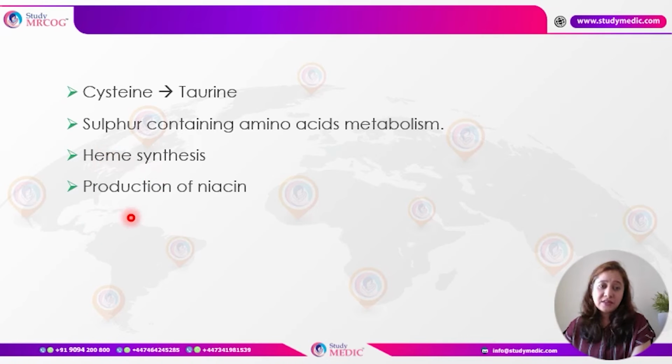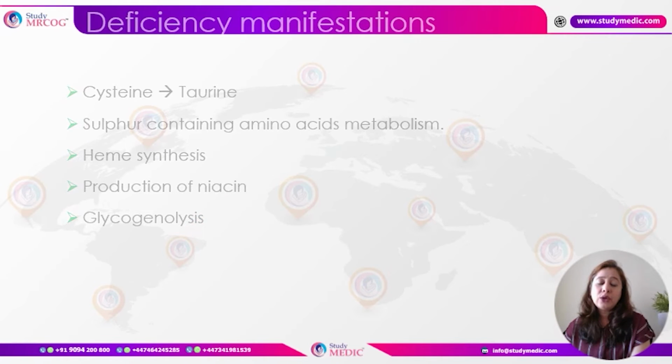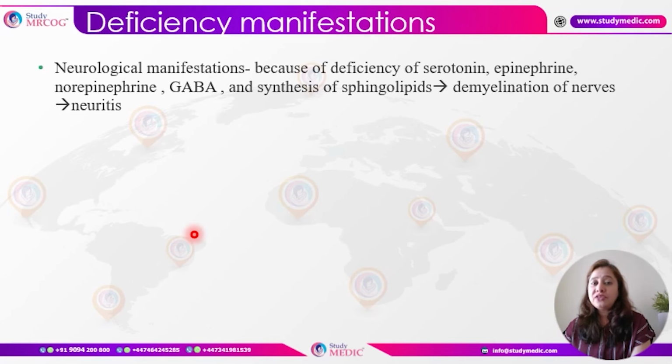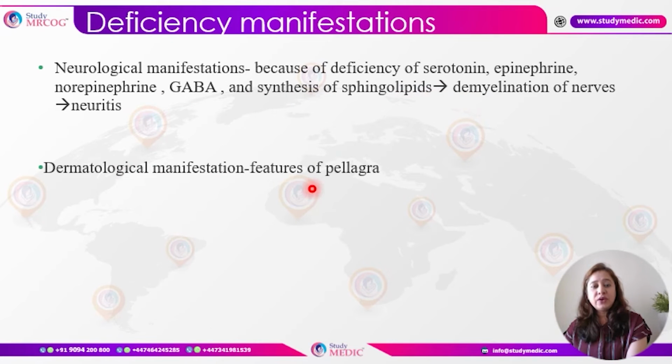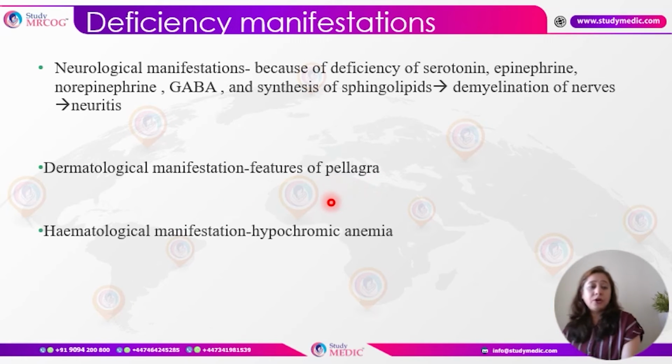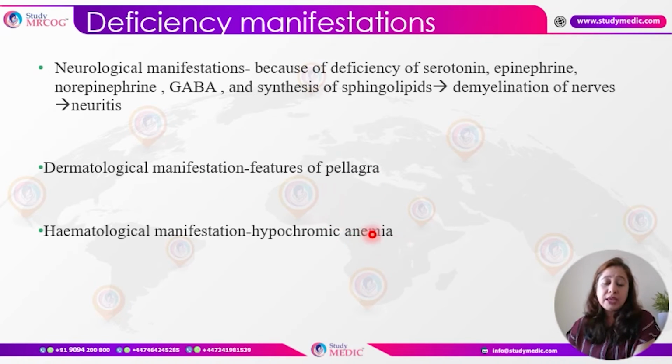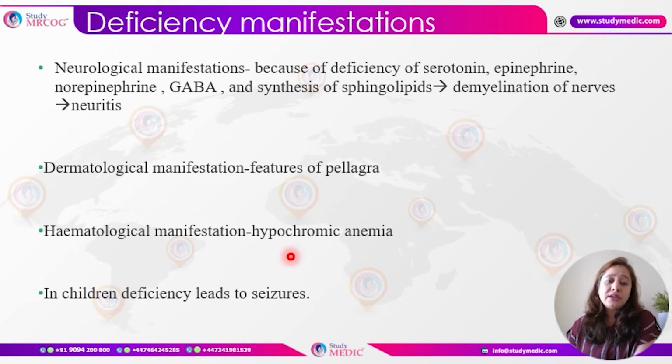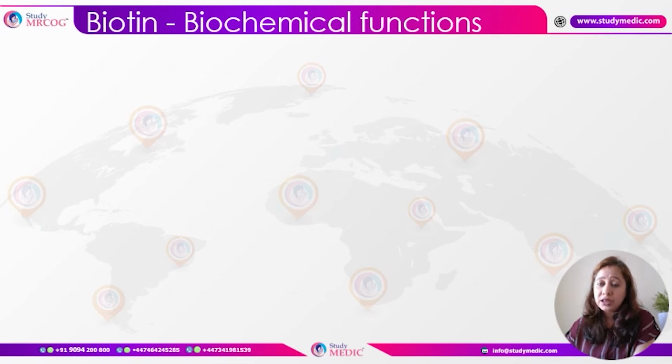We had discussed niacin. Niacin production is dependent on B6, which is also required for glycogenolysis. Deficiency of vitamin B6 presents more with neurological manifestations, because of the deficiency of various decarboxylated products, presenting with neuritis. Dermatological manifestations are because of pellagra-like features. Hematological manifestations occur because heme synthesis is affected, and it can present with seizures because GABA is not synthesized in the absence of vitamin B6.